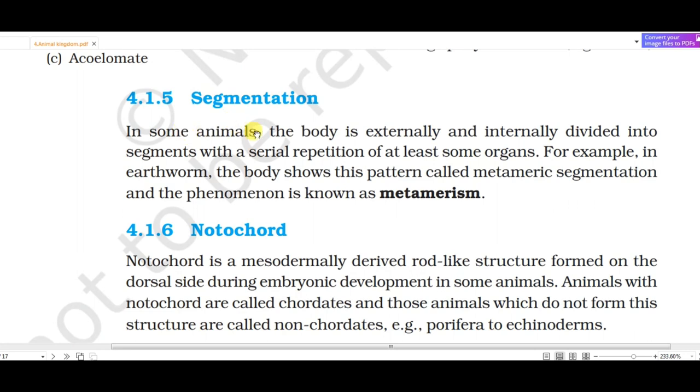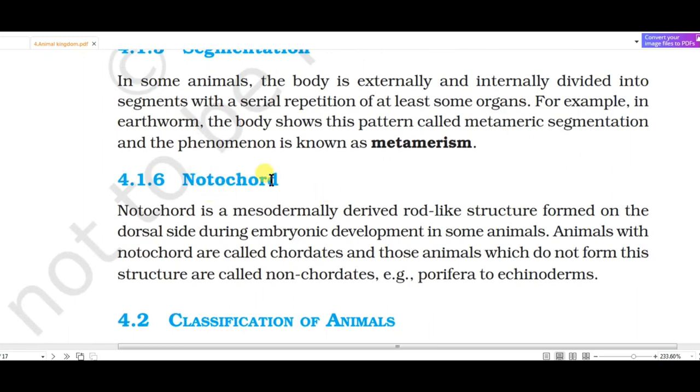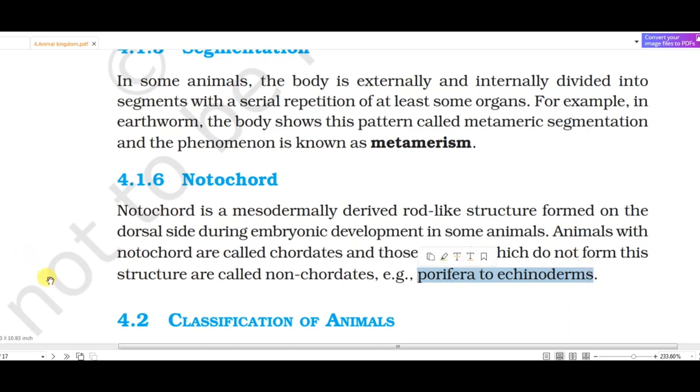Segmentation. In some animals, the body is externally and internally divided into segments with a serial repetition of at least some organs. For example, in earthworm, the body shows this pattern, which is called metameric segmentation, and the phenomenon is called metamerism. Notochord. Notochord is a mesodermally derived rod-like structure formed on the dorsal side during the embryonic development in some animals. Animals with notochord are called chordates. The animals which do not form this structure are called non-chordates. From Porifera to Echinodermata are non-chordates.